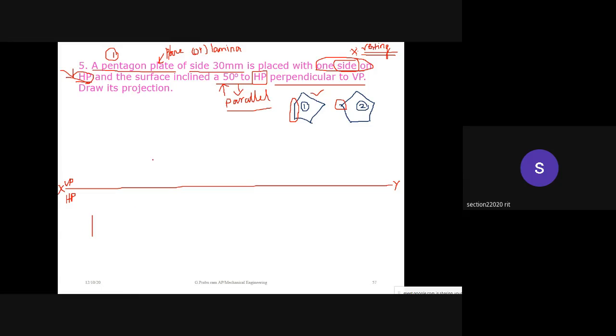So this vertical line is to be of a length of 30 millimeter, which is given in my problem. Okay, then I will take a 72 degree in the top, and then I will take a 72 degree in the bottom, and then I need the exact length.